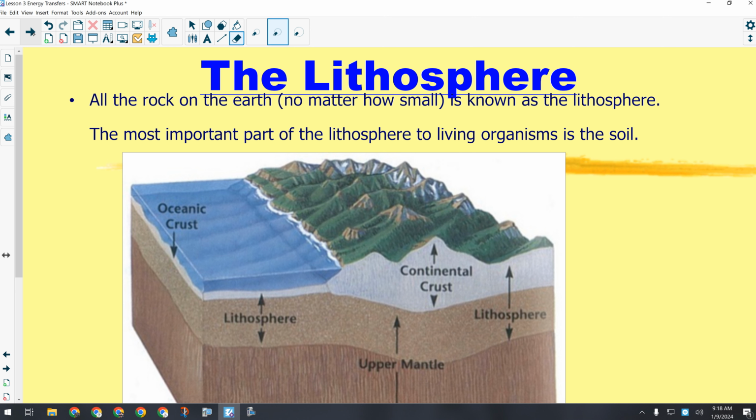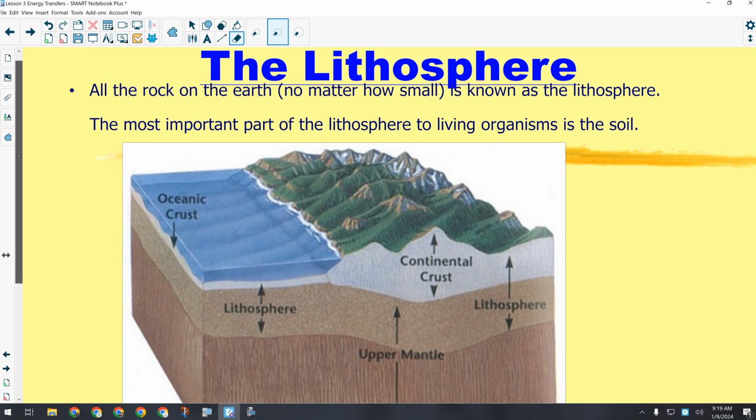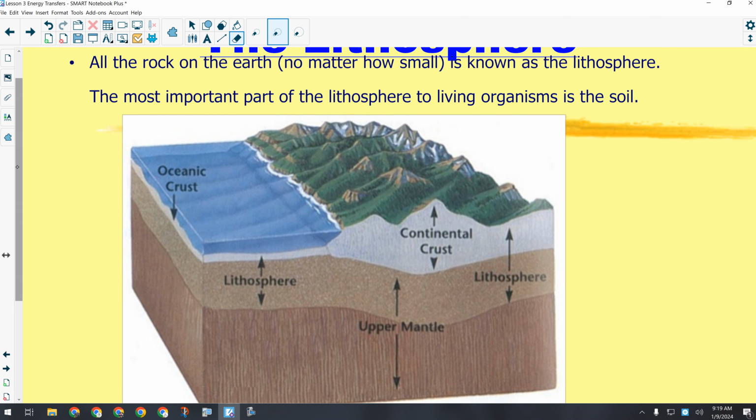All right, then we've got the lithosphere. The lithosphere is all the rock on Earth, no matter how small. To a geologist, there is no such thing as sand. Every grain of sand is an individual rock, because sand comes from the weathering of rock. So when you have a whole bunch of sand in an area, you just have a bunch of little bits of weathered rock. The most important part of the lithosphere in terms of living organisms is the topmost layer, and that is the soil.